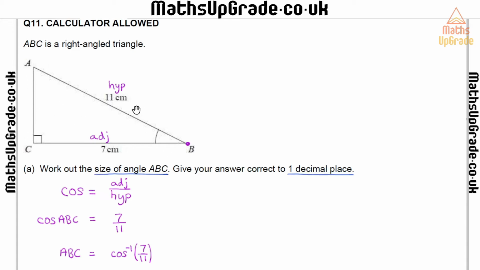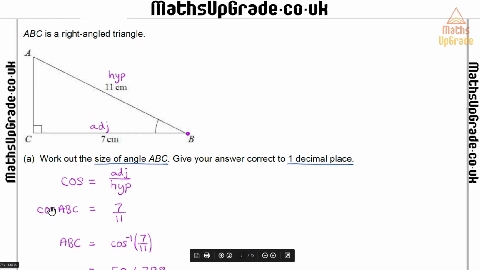So labeling the sides like that, I know that I'm interested in the hypotenuse since the value is given to me, and the adjacent since the value is given to me. Adjacent and hypotenuse are related using the cosine ratio. So cos equals adjacent divided by hypotenuse. Cos of the angle, so cos of ABC, is equal to the adjacent 7 divided by 11.